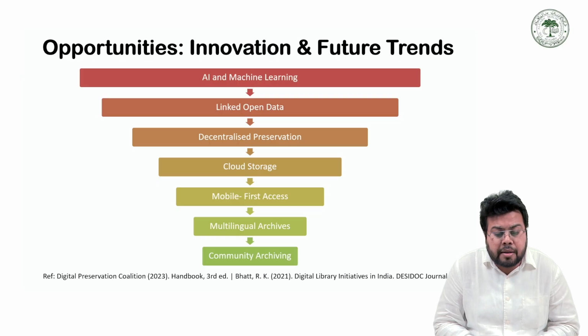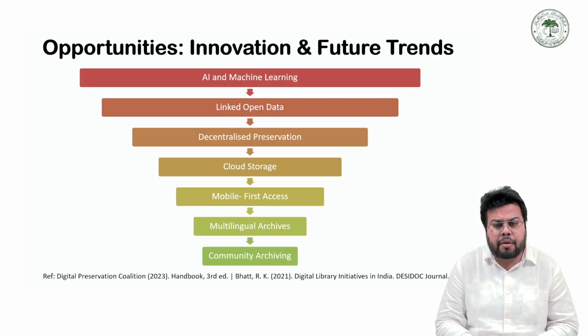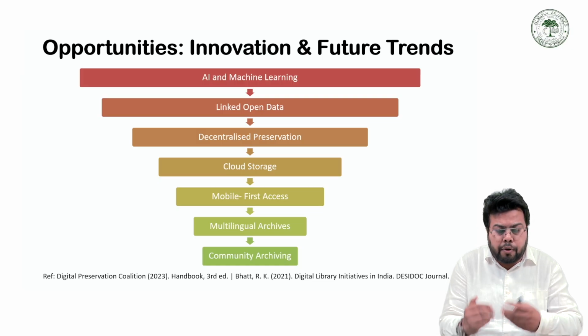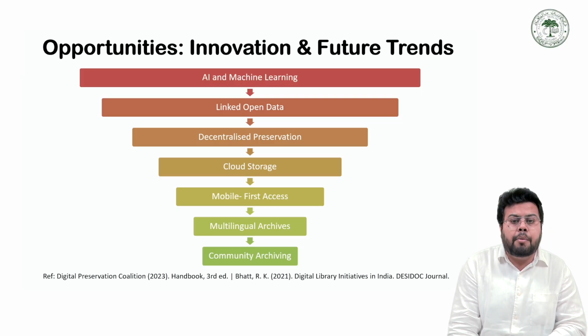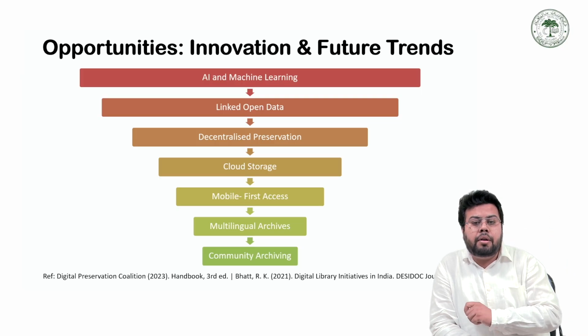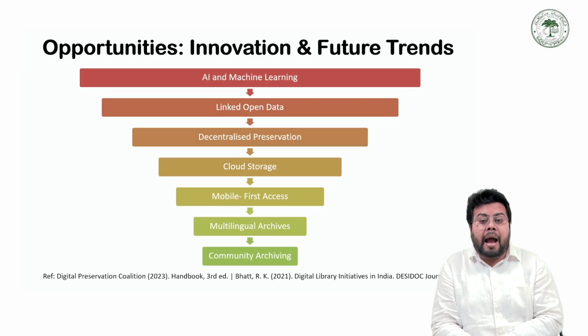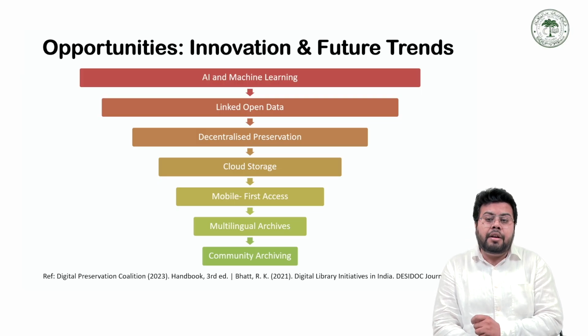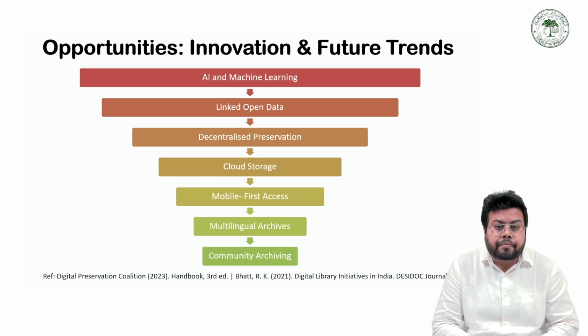The next one is community archiving, which is the last in my chart. Community archiving is simply a crowdsourcing and participatory model that empowers communities to contribute to and shape their own heritage records.